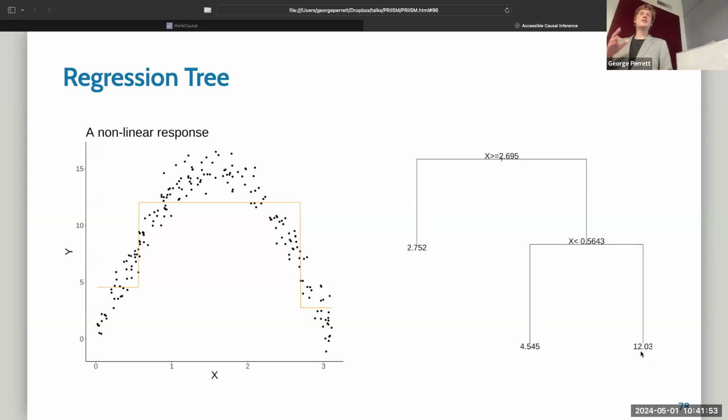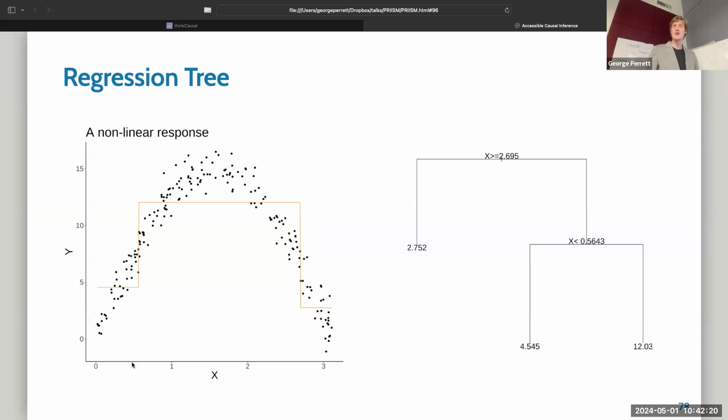We're just dividing it into smaller and smaller subgroups, and each subgroup's prediction is just the mean. So we're going to make more cuts. Once we make our first cut, that has to stay the same. So given that partition, what's the next best cut we could make? It turns out the next best cut we could make is 0.56. So we're going to make a cut right here.